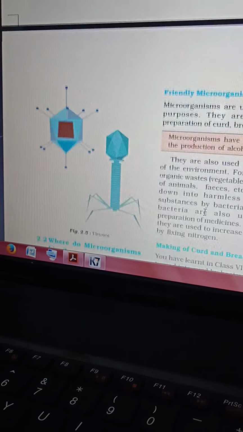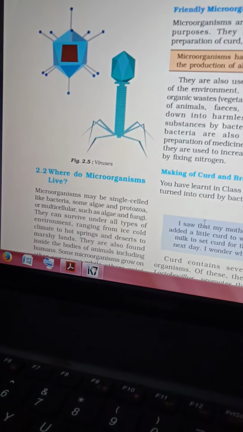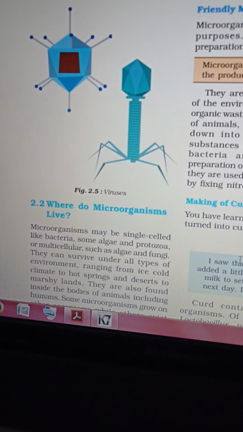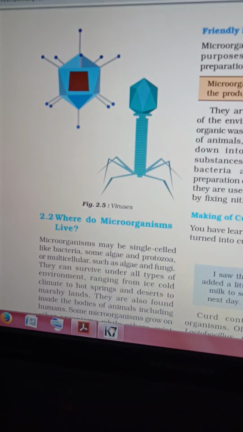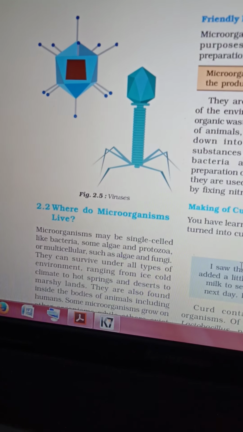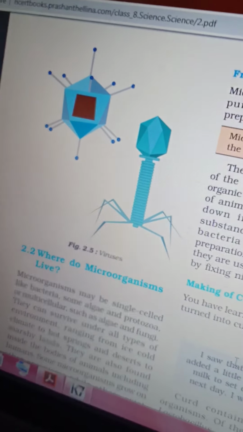And this is the structure of a virus. Viruses always have the genetic material inside, which will mostly be RNA. And when they enter the host cell, with the help of this RNA, they convert our DNA into viral particles, viral genes. That is why they are more dangerous. This is the structure of a virus.